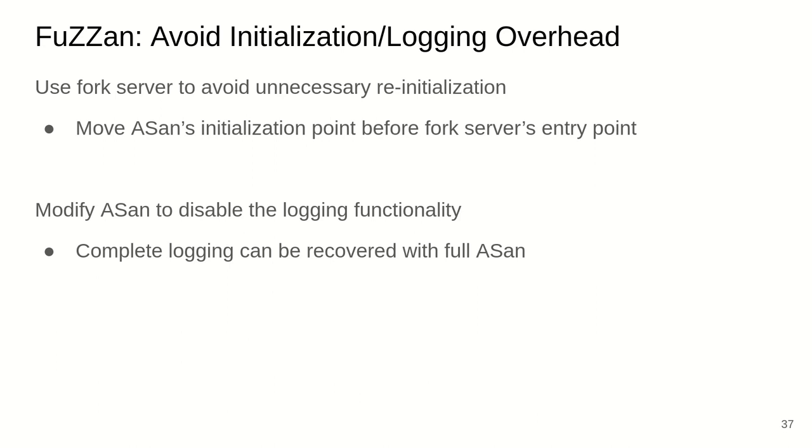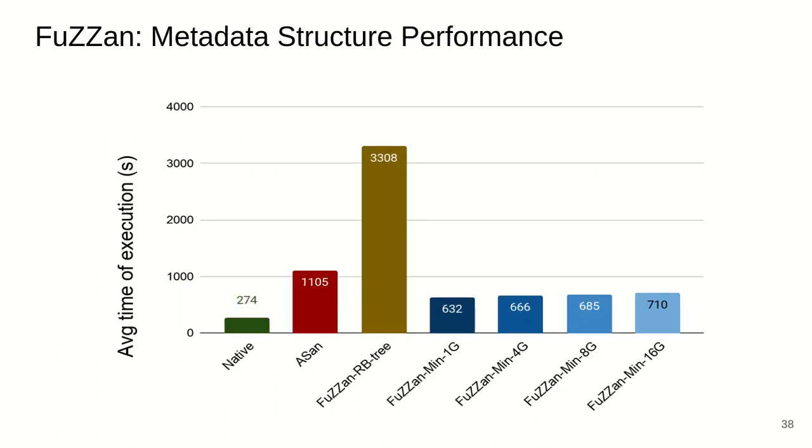The logging can still be completed as the fuzzer creates a witness. So whenever we detect a crash, we can simply rerun the target with this created input for full logging output. If you look at the performance of the different targets, the average time of execution is 274 seconds for native.